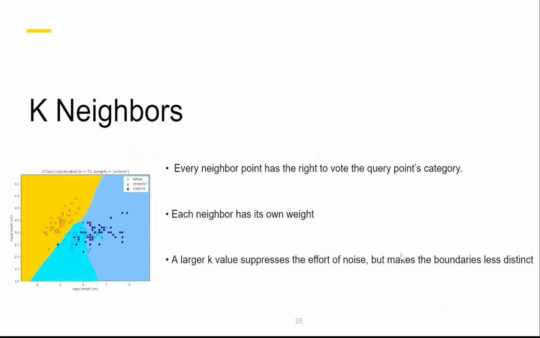Last, let me introduce our sixth method, k-neighbors. We can see that each neighbor point has a right to vote on a query point's category. Each neighbor has its own weight, and a large k-value would suppress the effect of noise, which also makes the boundaries less distinct.